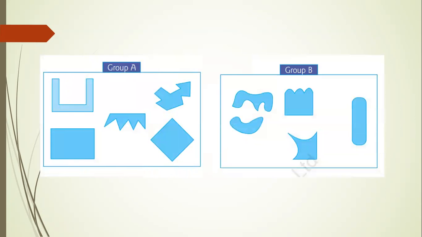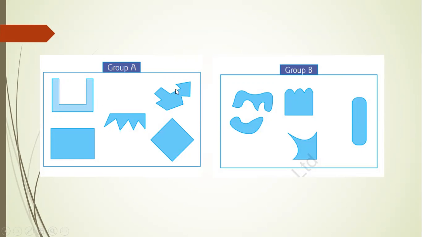Hello students, today we are going to learn geometry. Let's see the differences between these two groups. Group A has a few pictures and Group B has a few figures. What are the differences between these two figures?